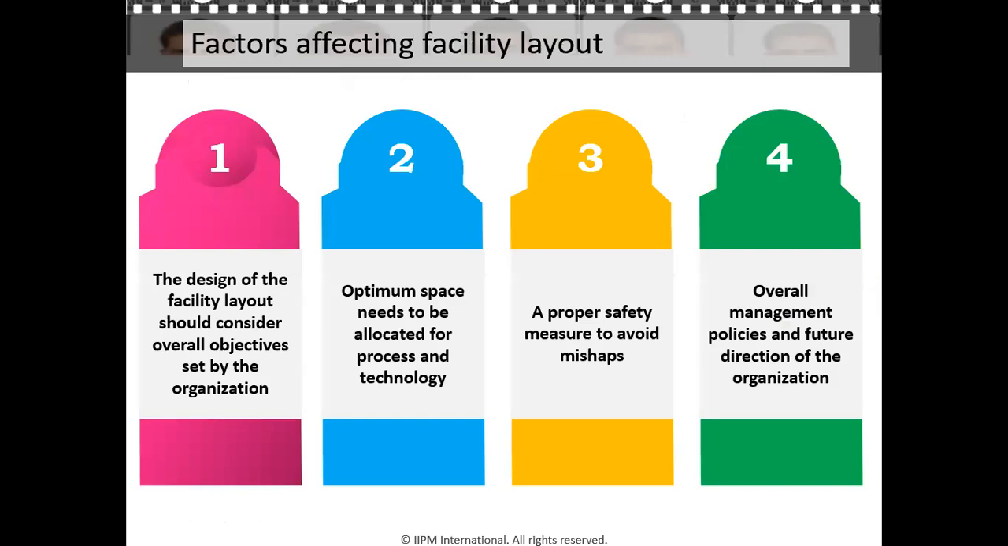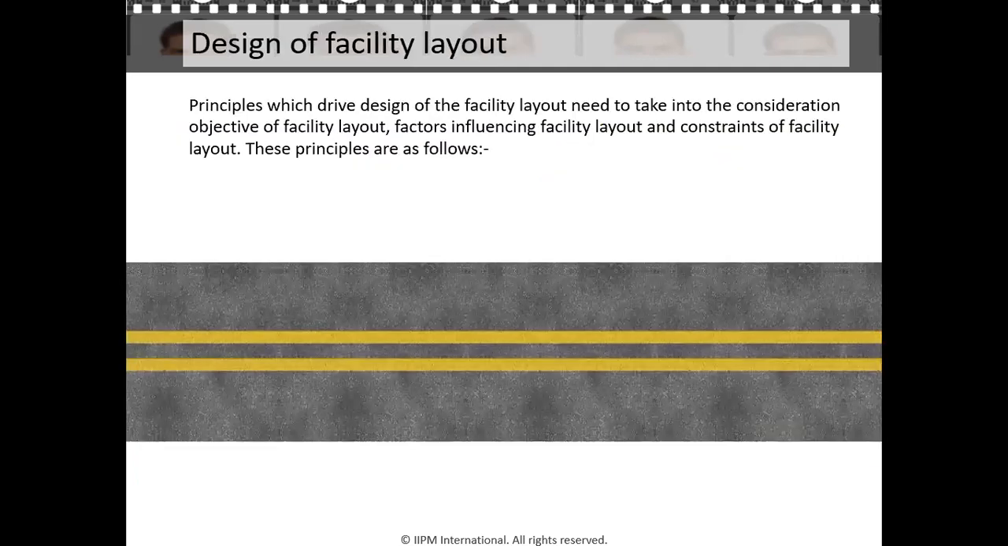Factors affecting facility layout. The design of the facility layout should consider overall objectives set by the organization. Optimal space needs to be allocated for process and technology. Proper safety measures to avoid mishaps should be put in place. Then overall management policies and future direction of the organization are also important to determine the layout.